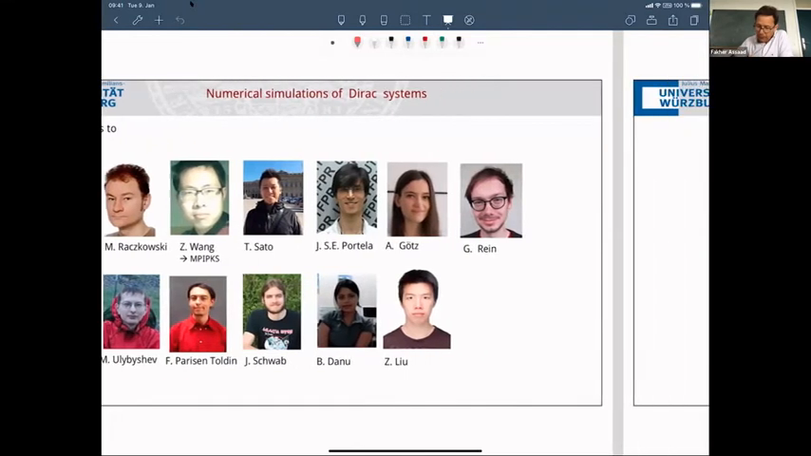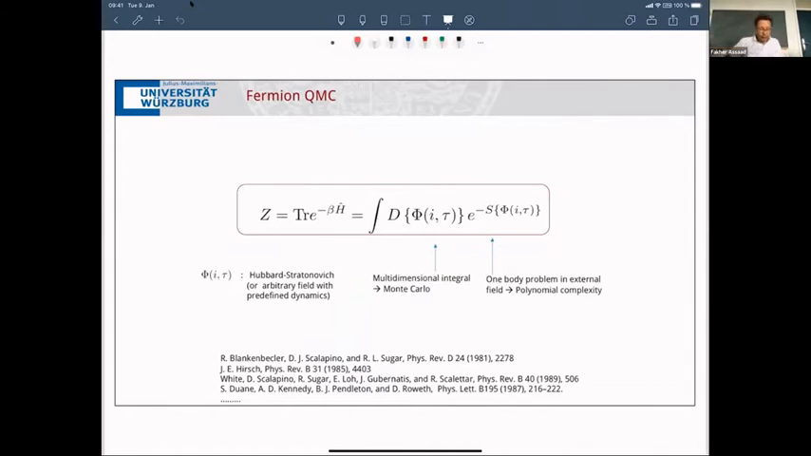Good, so let me start with the fermion QMC. Quantum Monte Carlo is good for equilibrium thermodynamics. And the basic object we will look at is a partition function, and we write it in the auxiliary field approach. We write it as a functional integral over, let's say, a scalar field, which is space and time dependent, and an action. Importantly, the action is an action of a one body problem in an external space and time dependent field. So for a given field phi, you can calculate this action in polynomial time. And then the Monte Carlo part, of course, comes into account by carrying out the functional integral with stochastic methods. So how do you formulate this?